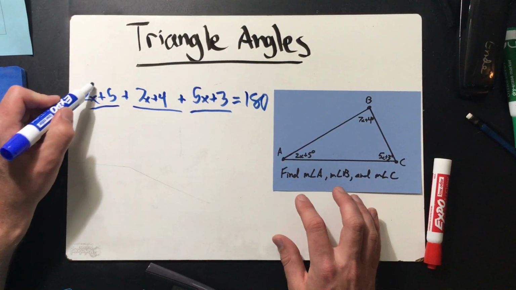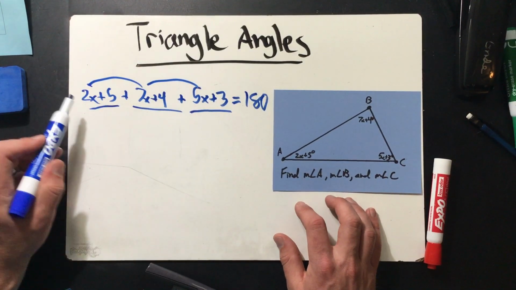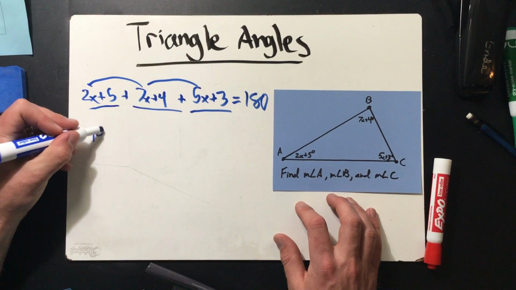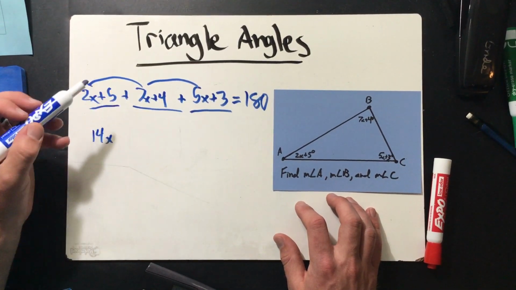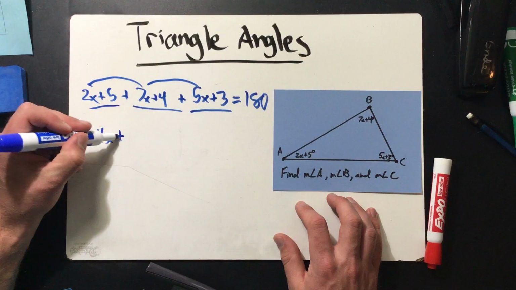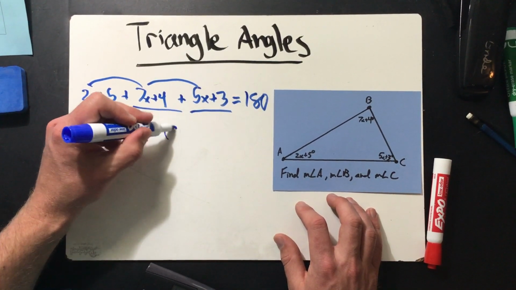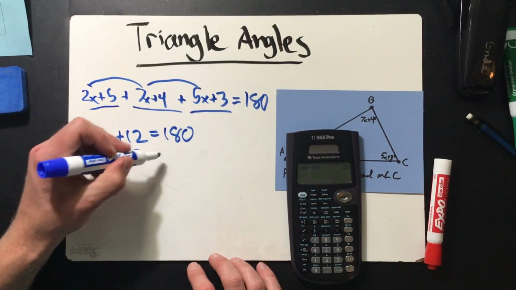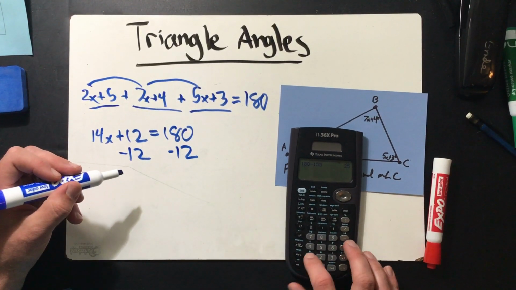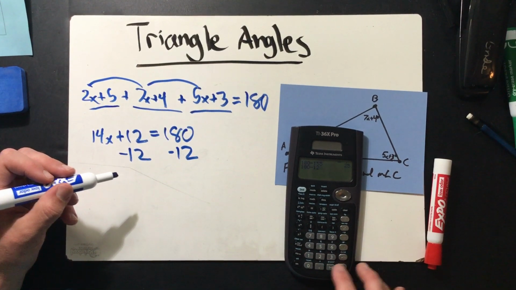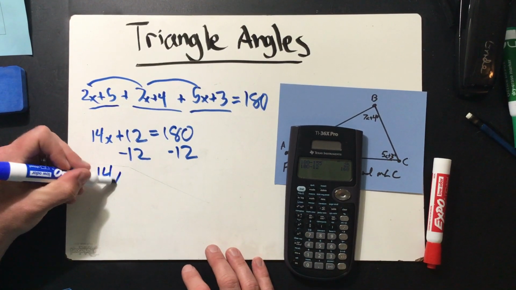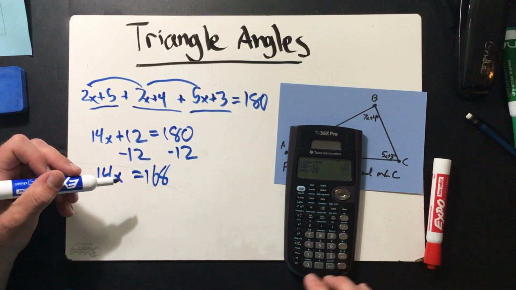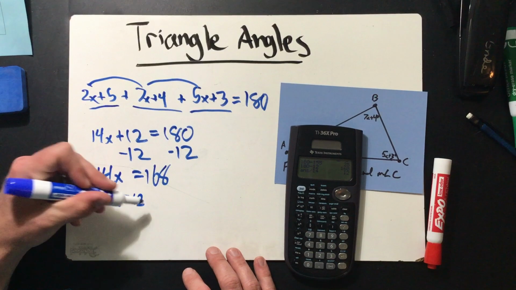And so what we'll do is combine our like terms, so we'll combine all our x's. Let's see here, we'll have 2 plus 5 for 7, plus 7 is 14x, and then 5 plus 4 is 9, plus 3 is 12. And that equals 180. And so now we'll use our calculator to help us out. Subtract 12 from both sides. 180 minus 12 is 168. 14x equals 168. Divide by 14. x equals 12. Now we gotta be careful.